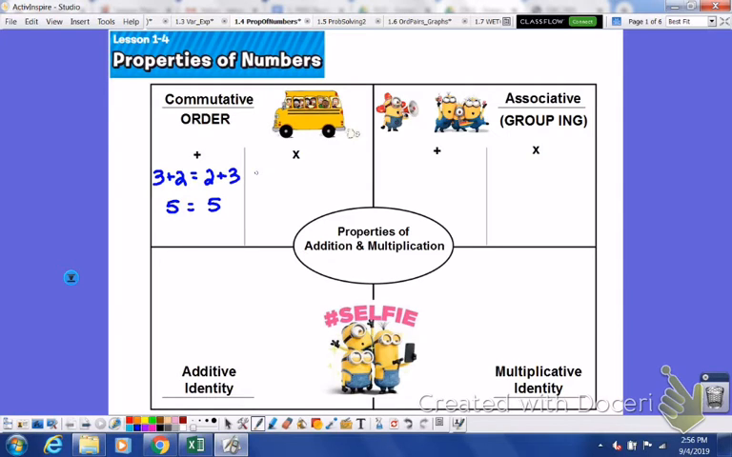So same thing, if I did 5 times 8, that would be the same as 8 times 5, because 5 times 8 is 40, and 8 times 5 is 40, so that also checks out. So the commutative property talks about changing the order. Our associative property talks about grouping.